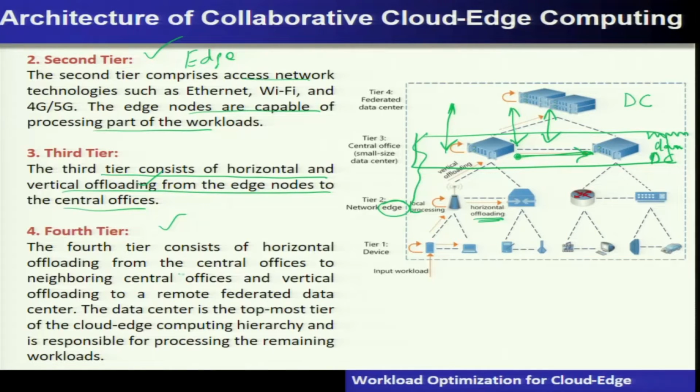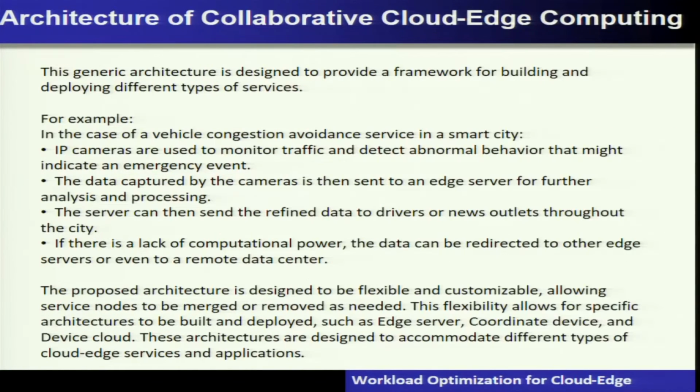The fourth tier consists of horizontal offloading from central offices to the neighboring central offices and vertical offloading to the remote federated data center. The data center, that is the cloud, is at the topmost tier of the cloud edge hierarchy and is responsible for processing the remaining workloads. So, the architecture for this collaborative cloud edge computing is shown over here.